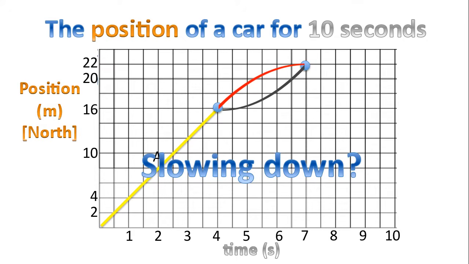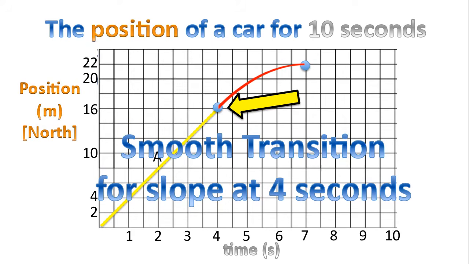So here are your 2 options. Which one do you believe represents slowing down? Go ahead, think about this for a moment. This option represents slowing down. An easy way to think about this is the following. There always needs to be a smooth transition for the slope at 4 seconds.